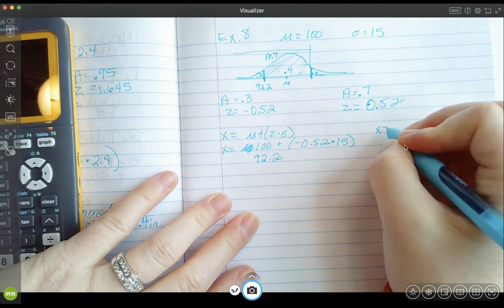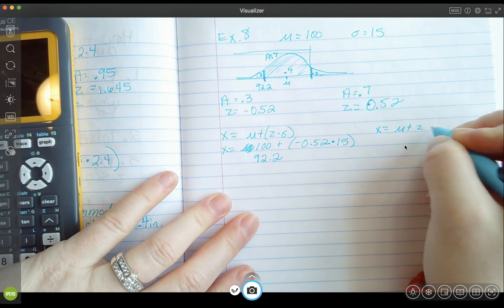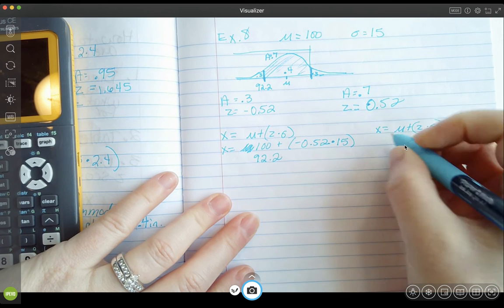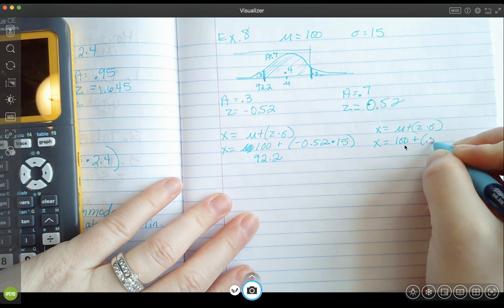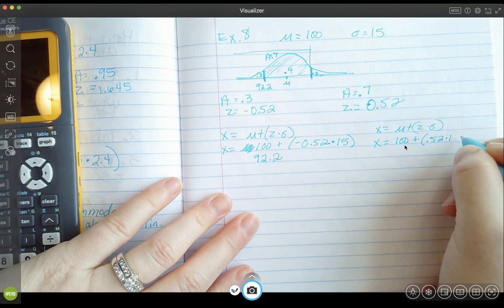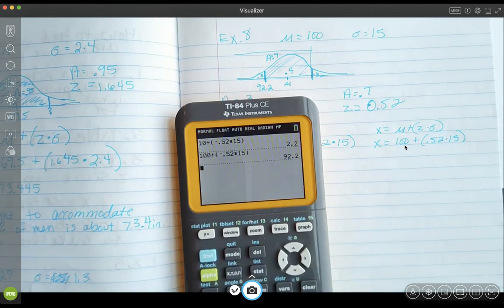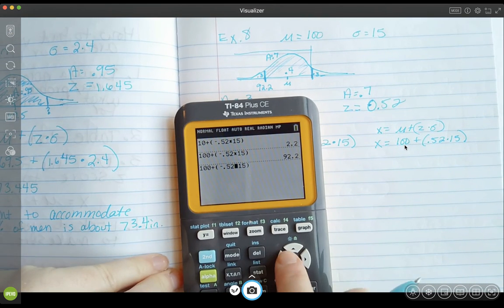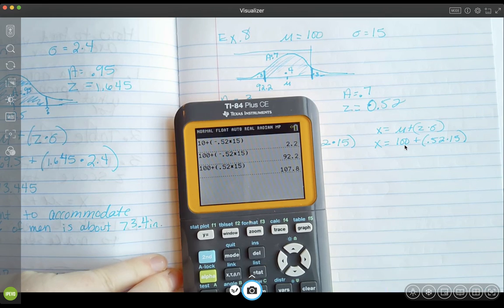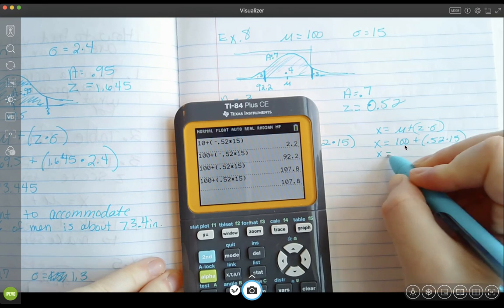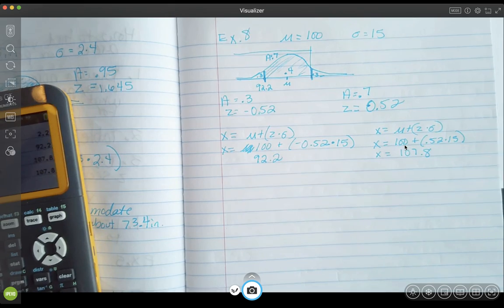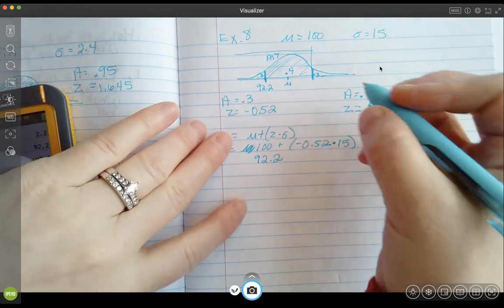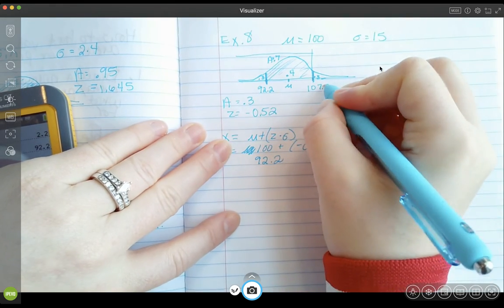So to get your x, you do mu plus z times sigma. x equals 100 plus 0.52 times 15. Use the same one. And then should take off that negative. So x equals 107.8. So then this is 107.8.